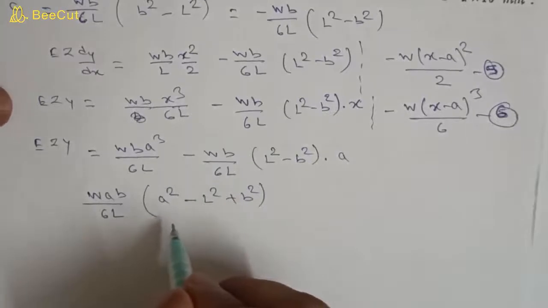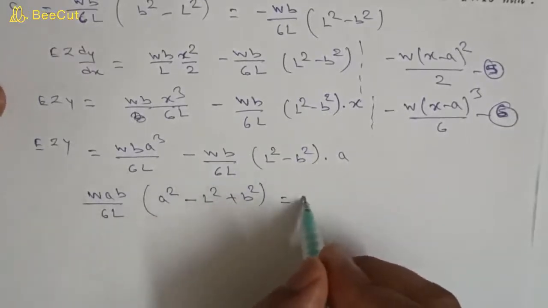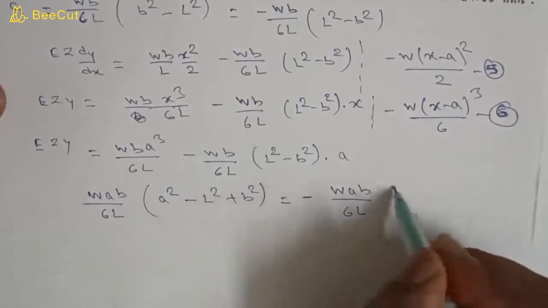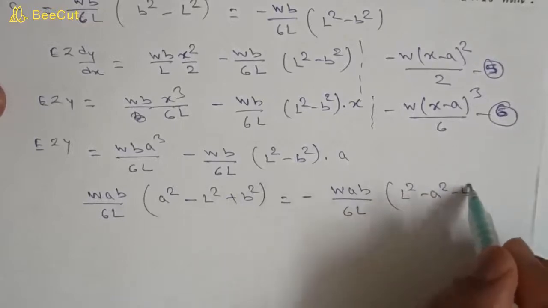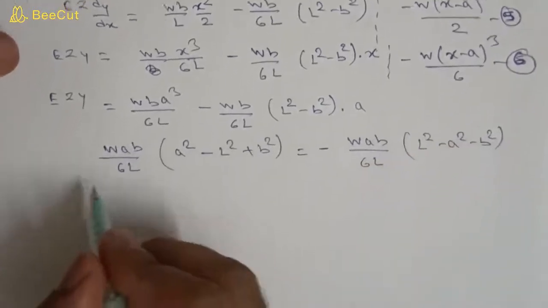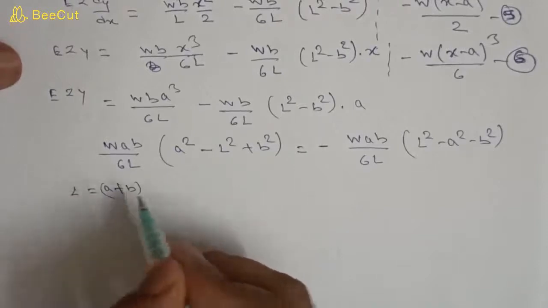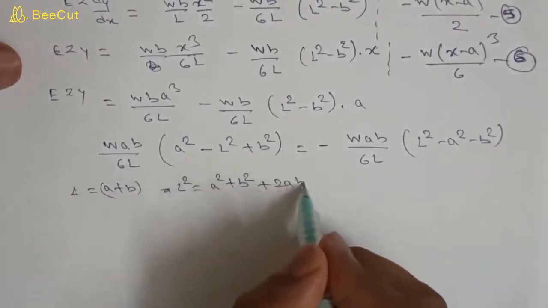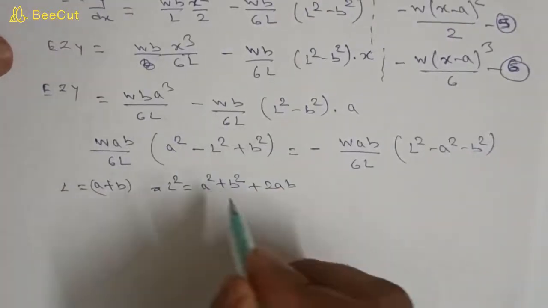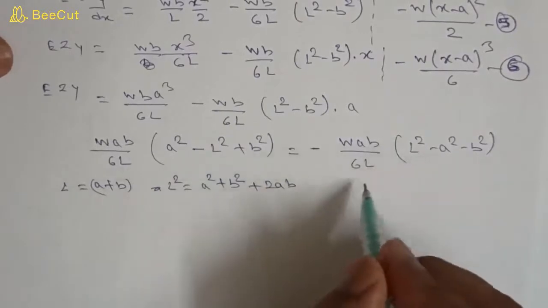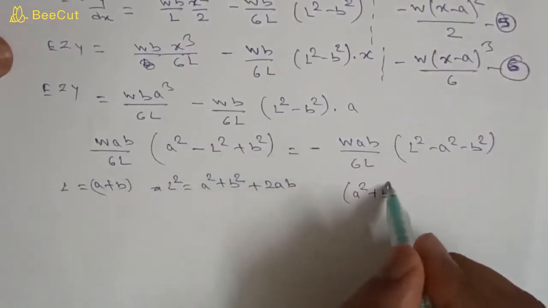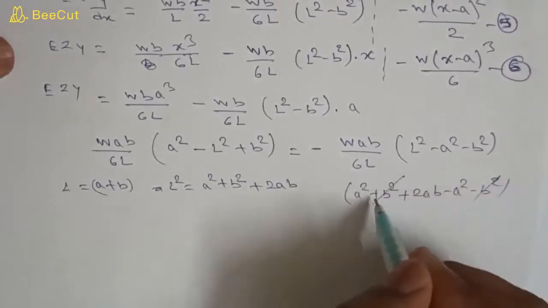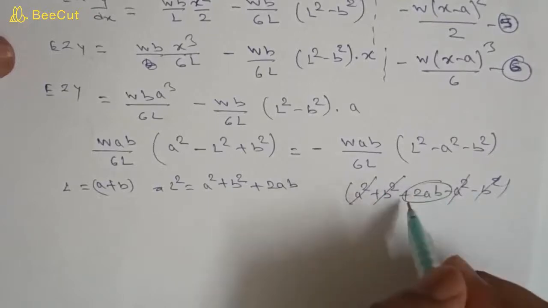Okay, so we can write it as minus WAB upon 6L in bracket L square minus A square minus B square. We know that L is equal to A plus B, so L square will become A square plus B square plus 2AB. If we put the value of L square in this bracket, it will become A square plus B square plus 2AB minus A square minus B square. So B square cancels B square, A square cancels A square, and only 2AB will remain.